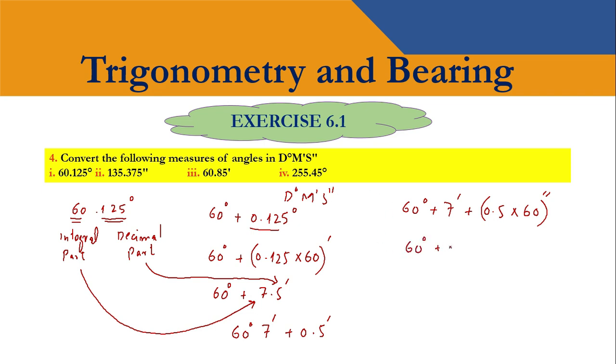60° plus 7 minutes plus 30 seconds. Now eliminate these plus signs and write it as 60°, 7 minutes and 30 seconds. So our angle 60.125 degree is equal to this value in degrees, minutes and seconds.